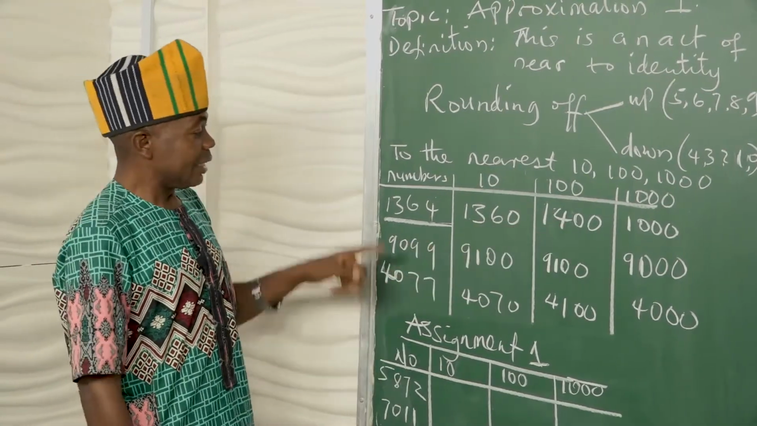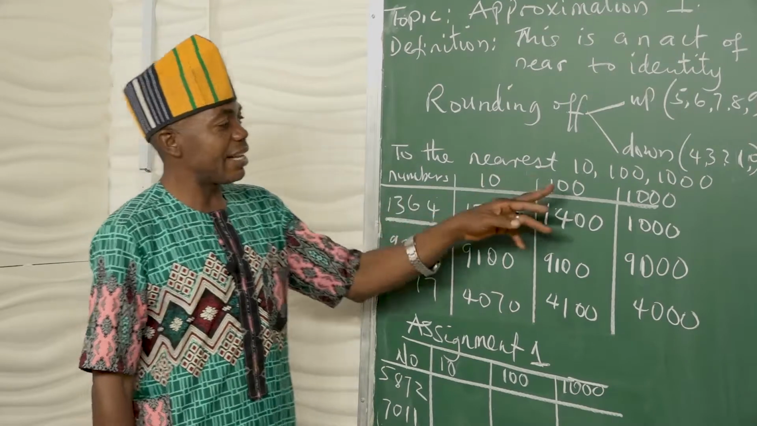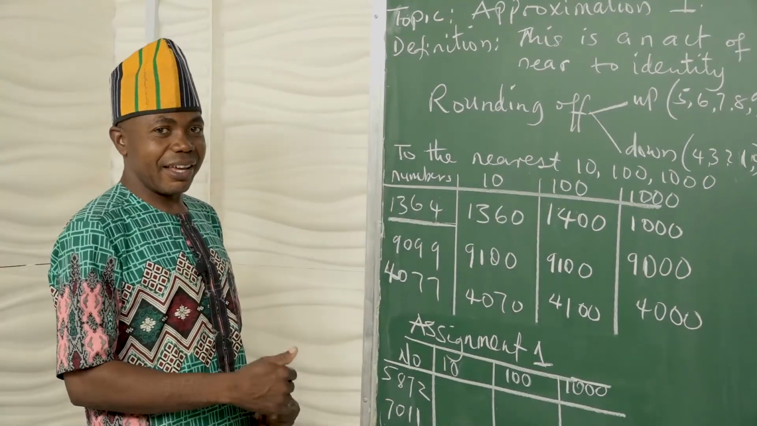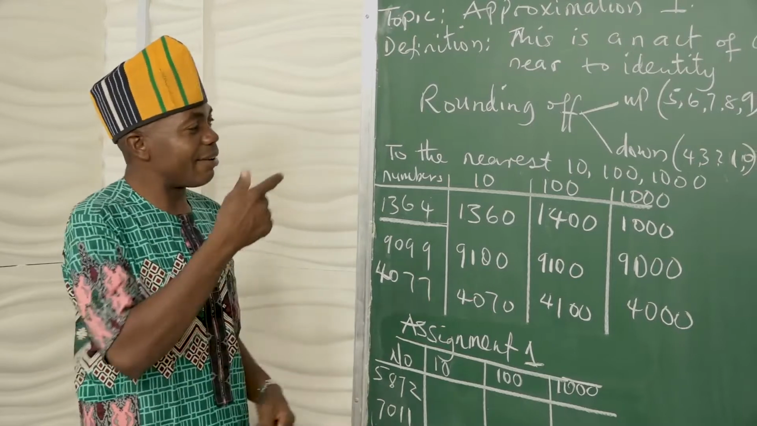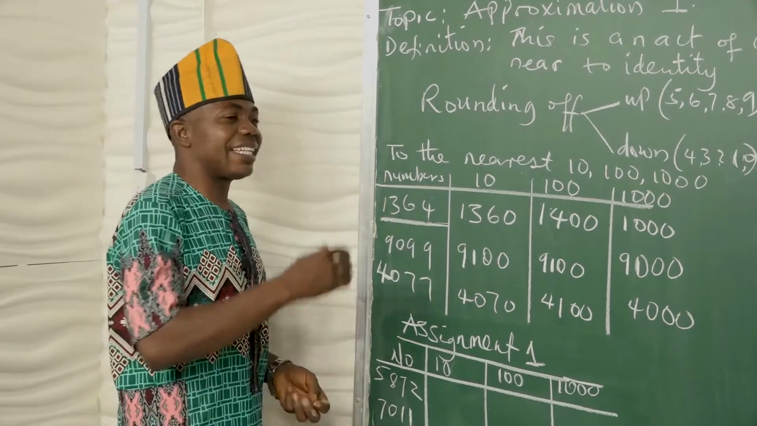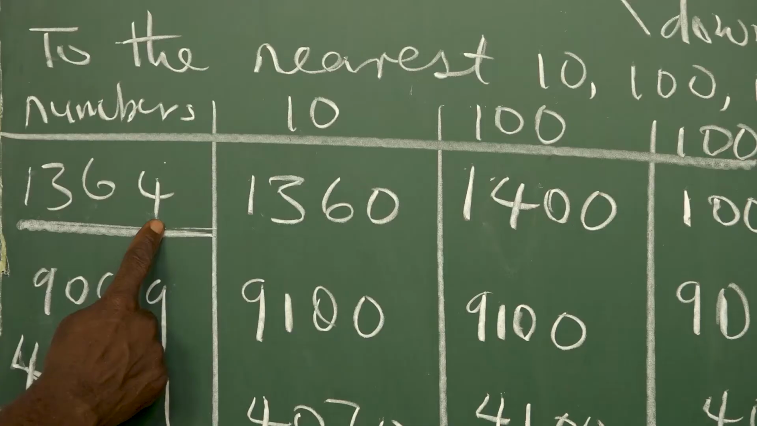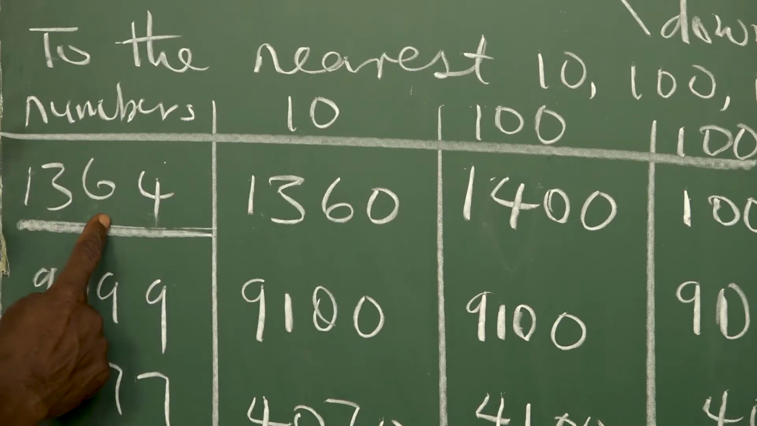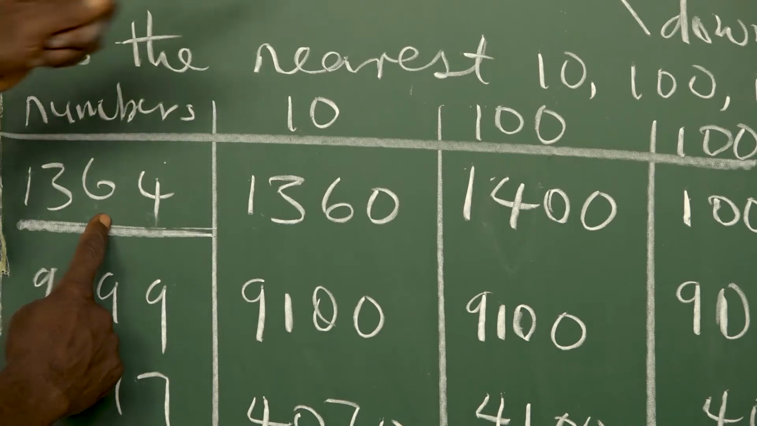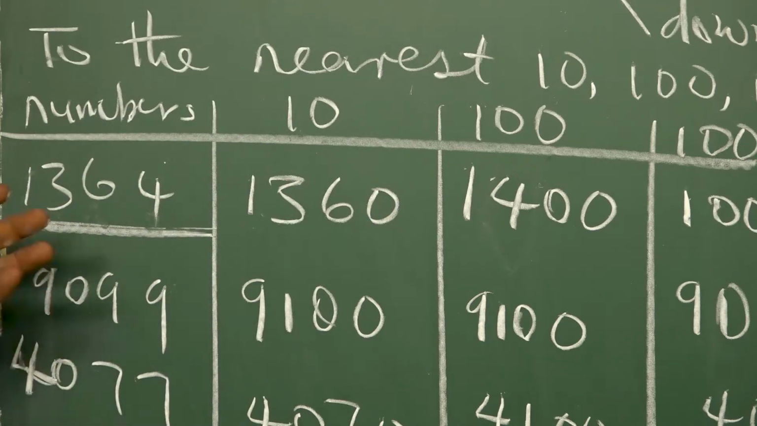Then in the second column, the same number is considered: 1,364. And to the nearest 100 means the last two digits of the number given to us need to be rounded down or up to a number that will end with two zeros. And we consider the last two, counting from the right to the left. And the last two are 6 and 4. And 6, being the second digit I'm considering, will be rounded up according to the instruction given to us that we round up numbers like 5, 6, 7, 8, and 9 up to 1.